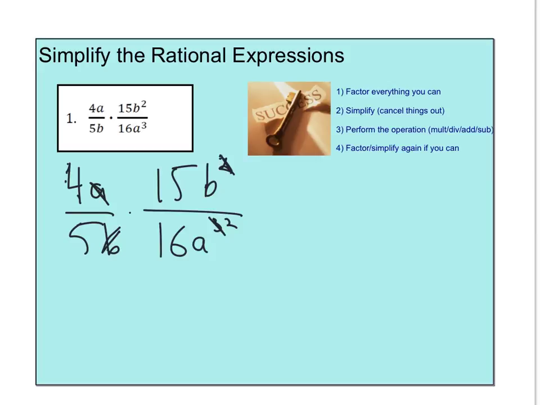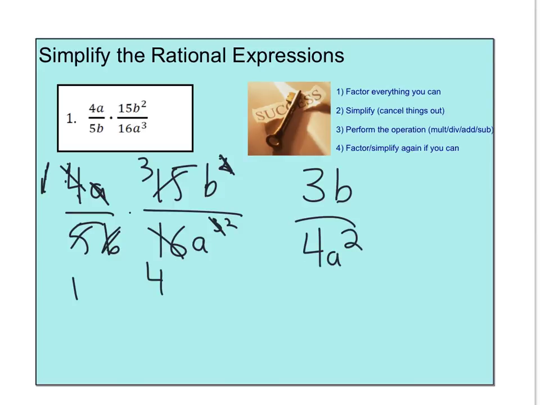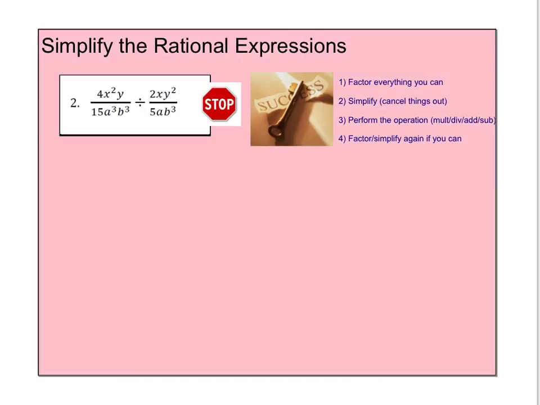Now, if I think ahead a little bit, I can simplify some of the numbers too. So 4 and 16 becomes 1 over 4. 15 over 5 becomes 3 over 1. On the top I've got 1 times 3 times b, so 3b. On the bottom I've got 1 times 4a squared, so that's 4a squared. So there is my simplified rational expression. These are not too bad, strictly because they're all monomials. They're all technically one term.